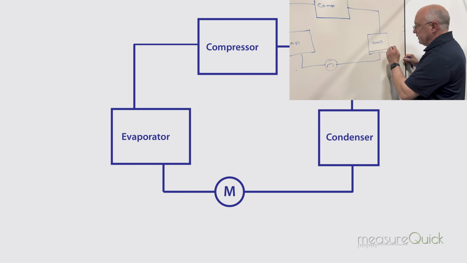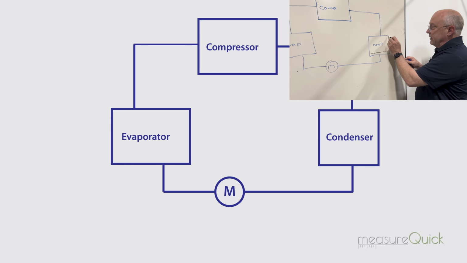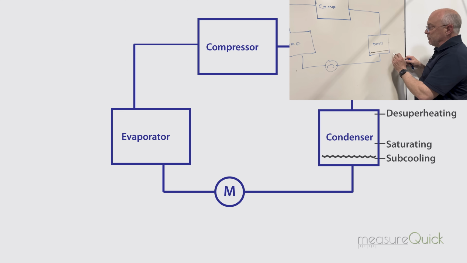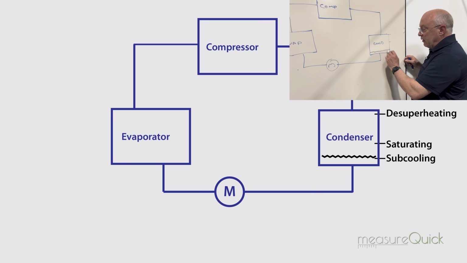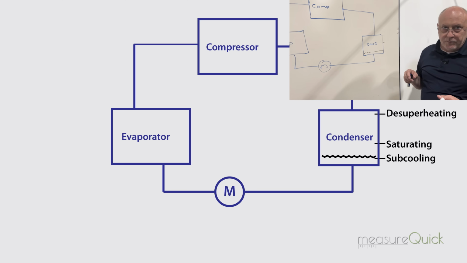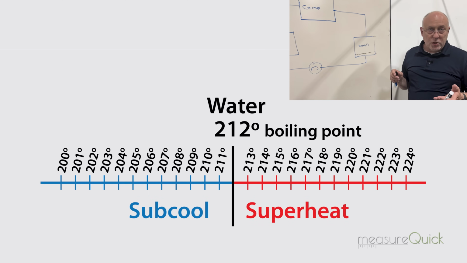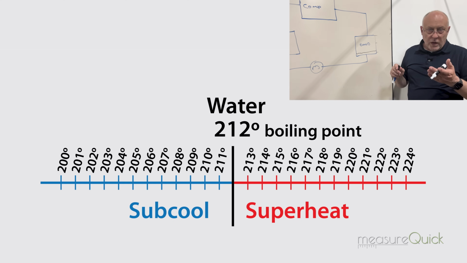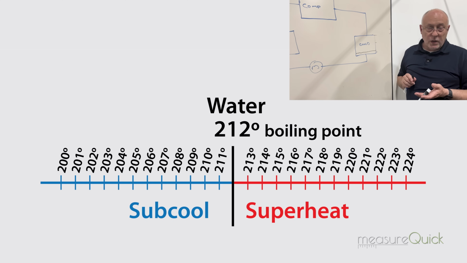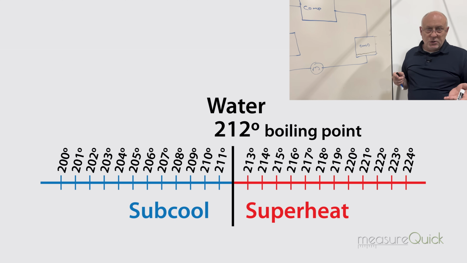So in the condenser, there are several things happening. We're de-superheating, we're saturating, which means we're turning to a liquid, and then we're subcooling that liquid down. And subcooling, an easy way to understand it, means above or below the boiling point, right? So if we're talking about water, water boils at 212 degrees. If we're 1 degree above the boiling point, in other words 213 degrees, we're superheated. And if we're 1 degree below the boiling point at 211, well, we're subcooled. So superheat and subcooling just tell us above and below the boiling point.